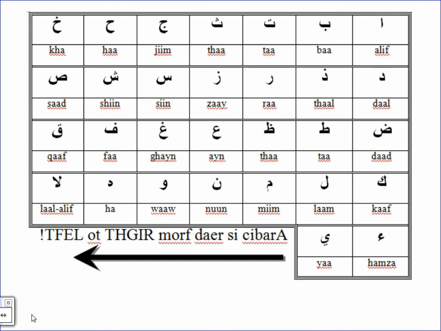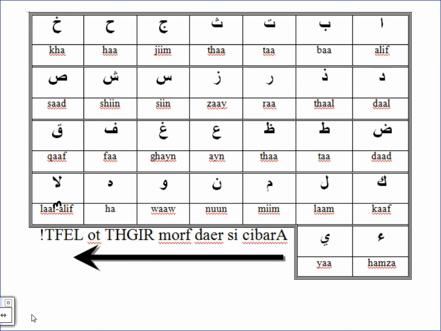So, kaf, lam, mim, nun, wow, ha, lam aleph. No, that's lam aleph. There's a mistake here. Please make the change on your sheet. Anyway, that's what threw me off. Lam aleph. Repeat after me. Lam aleph. What do you think that is? Lam aleph. It's a combination of an L and an A.